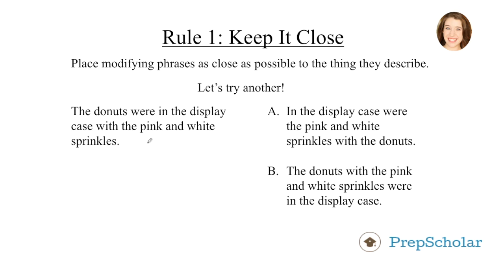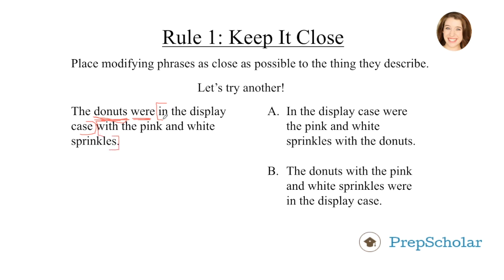In our first sentence here, we're told the donuts, it's our subject, right? The donuts. Oops, kind of a straight line there. We've got a verb, were, our subject and verb, and now we've got to break down our different phrases. So in the display case, with the pink and white sprinkles. These are our two modifying phrases.